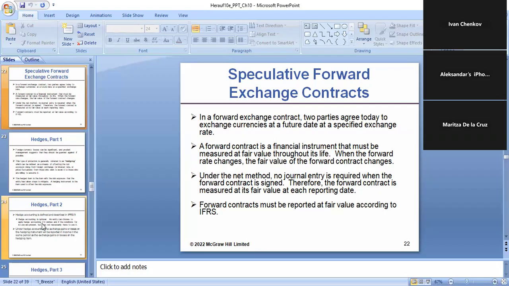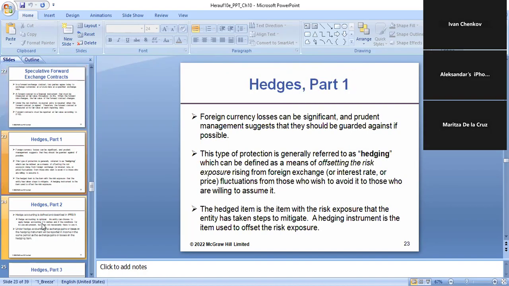Why? Because if the date comes, I have to exercise the contract. But if the market value of the US dollars falls below 1.2, then clearly I'm losing money on the contract. But if the value of the US dollars increases and goes to 1.5, then clearly I'm making money on that contract. So hedges, what are hedges? Foreign currency losses can be significant. So we have to do something to mitigate those losses, if it's possible.